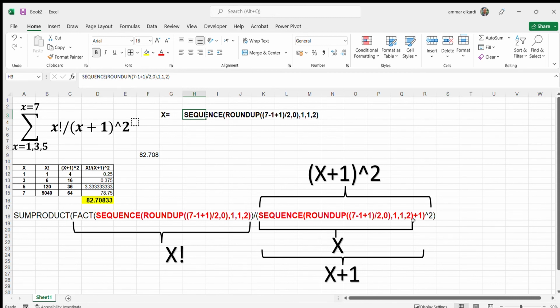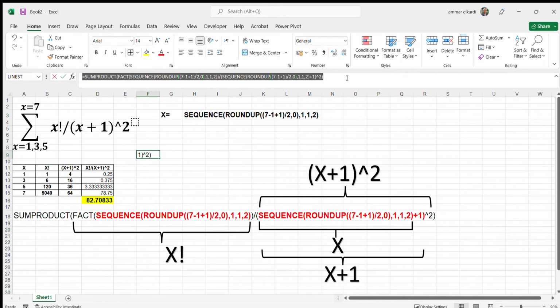So here x plus 1, so this one is x plus 1. So with all power 2, as you can see, the power of 2 is after we close the parentheses. Here is the equation I explained now to you. You can see it, and you can see the two numbers here are the same.